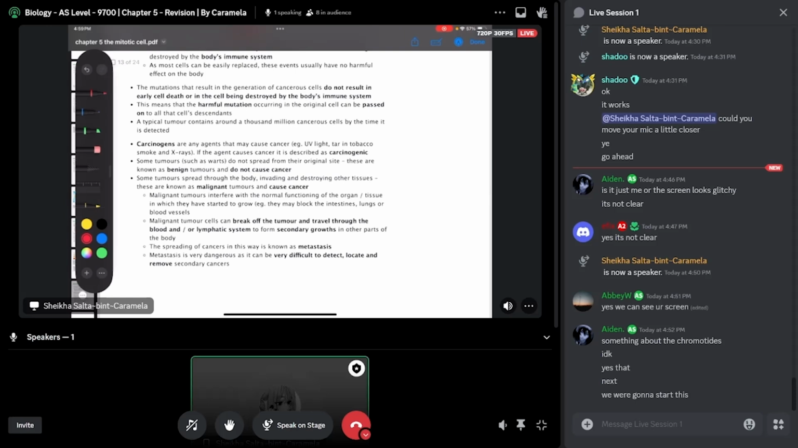There are also agents which cause your cells to become cancerous. These are known as carcinogens, and carcinogens include UV light, tar and tobacco smoke, and X-rays. All of these can cause cancer. And if an agent causes cancer, it is described as carcinogenic.